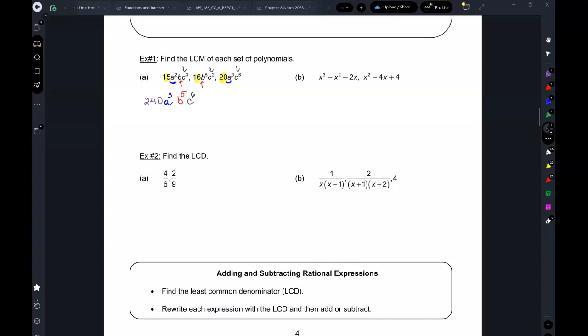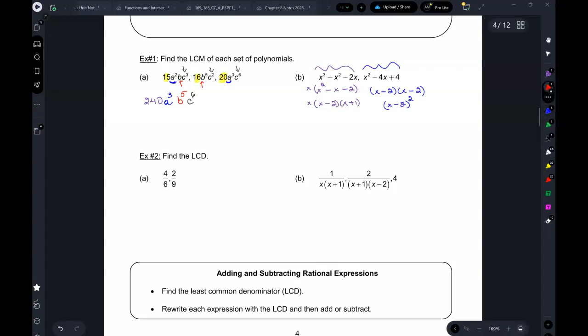Okay, here, these need to be factored. So for this one, first I factor out an x. I get x squared minus x minus 2. This becomes (x minus 2)(x plus 1). For this one, I factor this out, and this is going to be (x minus 2)(x minus 2). So really, that's (x minus 2) squared.